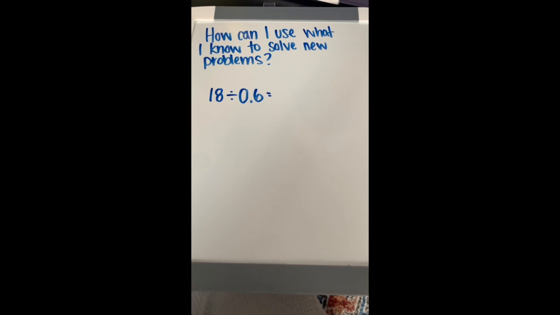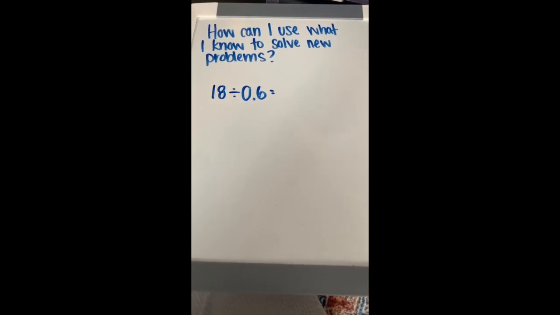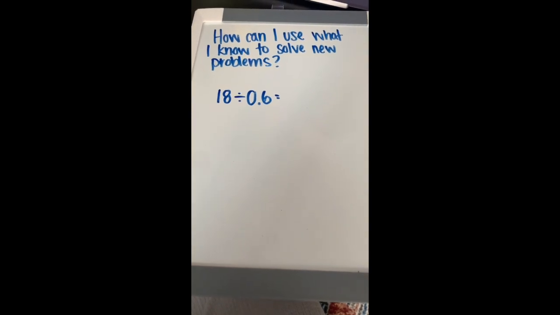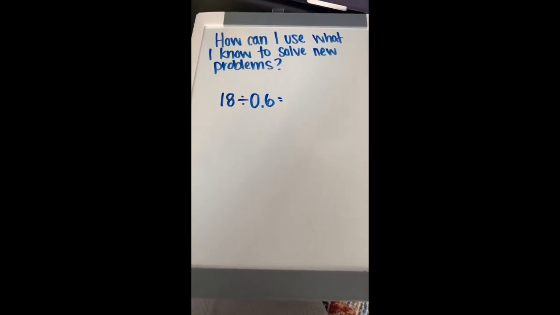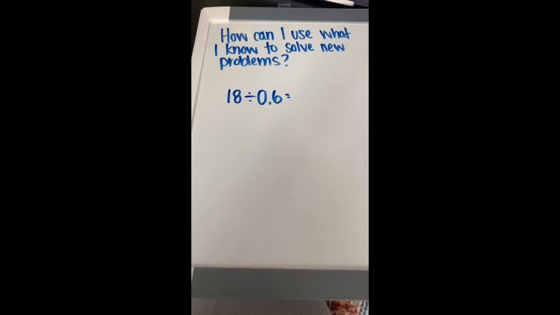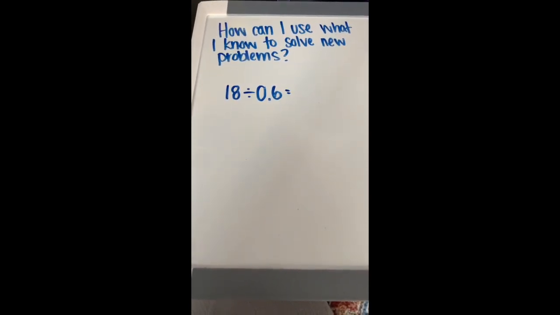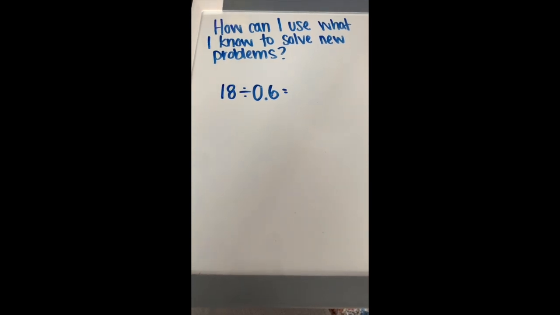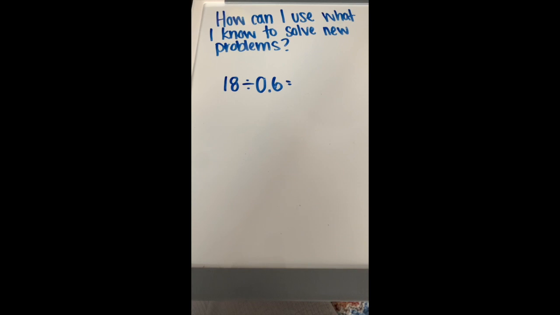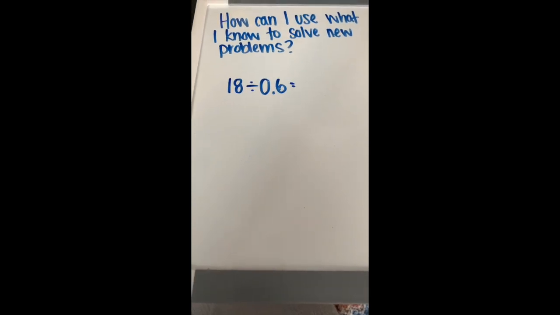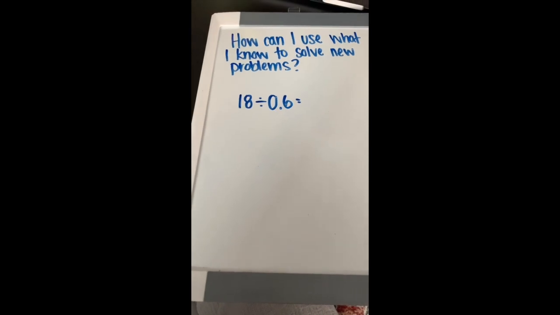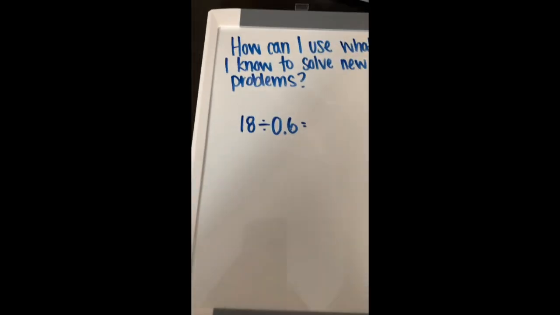Okay, so I wrote down that question using a few different words: how can I use what I know to solve new problems? Here's the problem that I'm going to start solving today. 18 divided by 6/10. If dividing decimals is new to you, you might be thinking, I don't know how to solve this problem. But I bet there are other problems that you do know that could help you solve 18 divided by 6/10. So let's think about a problem that we do know that might help us solve this.